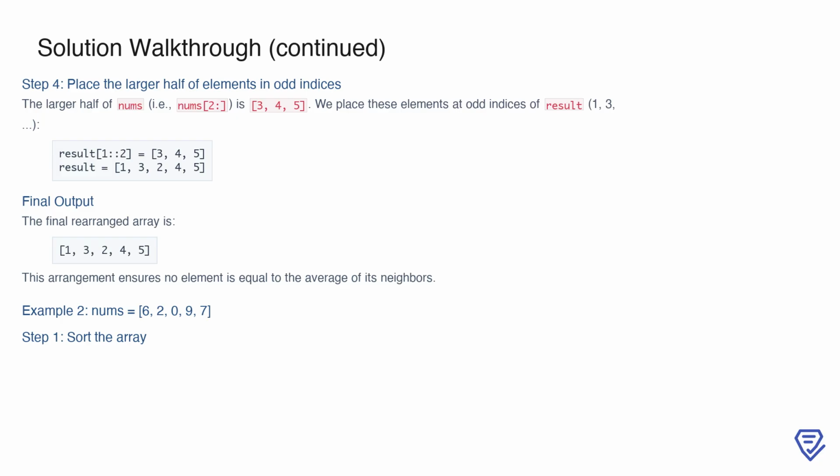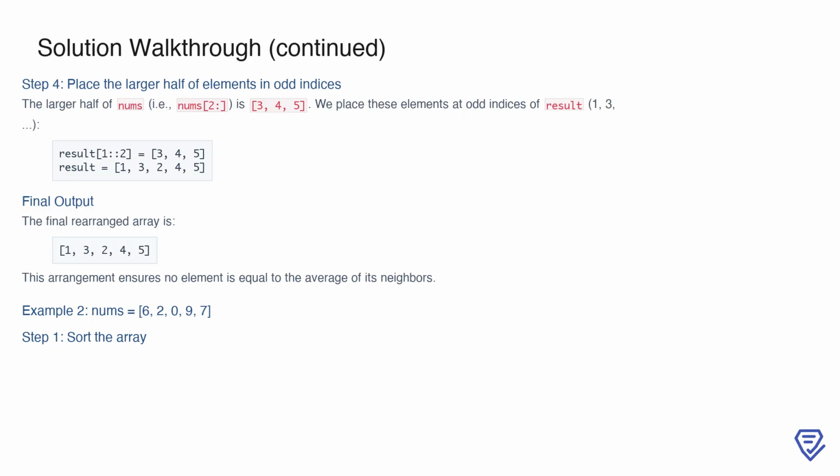Now we focus on placing the larger half of the sorted nums array into the odd indices of the result array. The larger half, which is 3, 4, 5, is assigned to indices 1, 3, and so on. This ensures that all elements are positioned in a way that meets the problem's requirements. After placing these elements, the result array becomes 1, 3, 2, 4, 5.